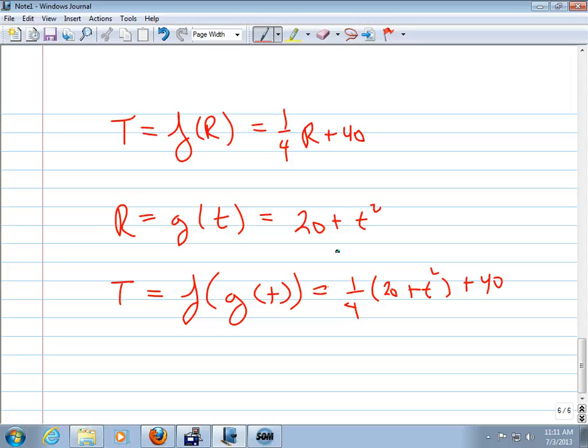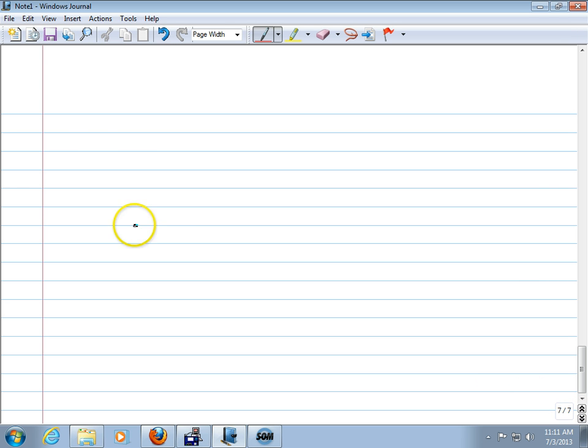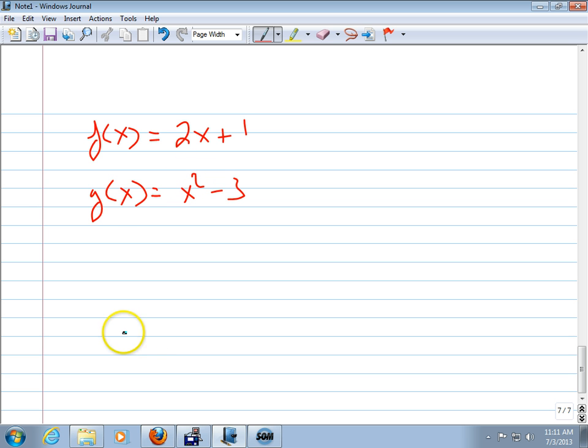Alrighty. All right, here's a more contrived example. Let's say f of x is 2x plus 1. And let's say that g of x is x squared minus 3. Okay. What does it mean, f of g of 3? What does that mean?